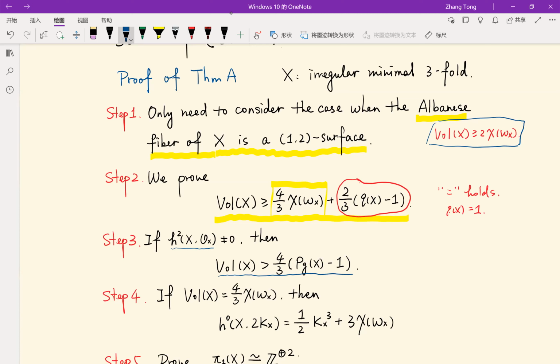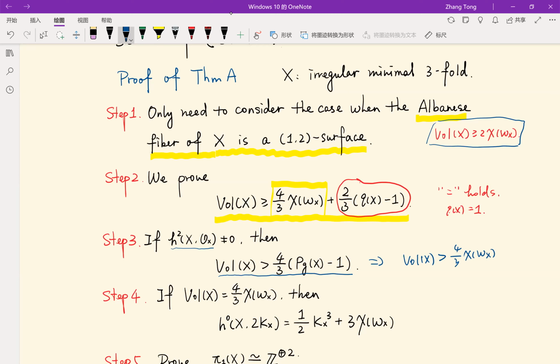So if this is true, this will imply that K_X cubed, the volume of X, is strictly bigger than this 4/3 times the Euler characteristic. So it's a contradiction. Therefore, this H^2 must be 0. And then we also want to study the minimal model. So we want to prove that the minimal model has Gorenstein singularities.